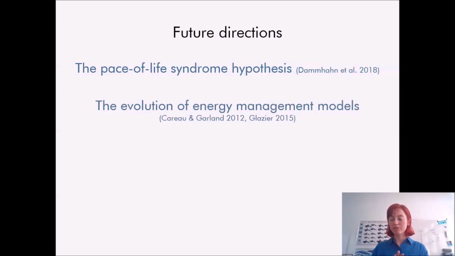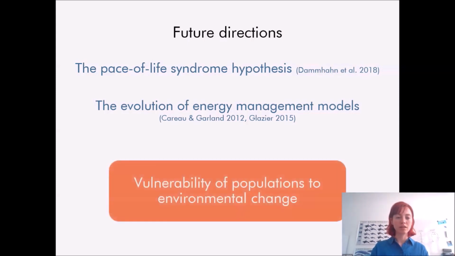So all of these different metabolic traits and allocation to different processes are independent of the model. So that allows a variety of different energy management models to actually emerge from the predictions. And ultimately, the goal is to then use this to assess the vulnerability of populations with different traits to changes in their environment.